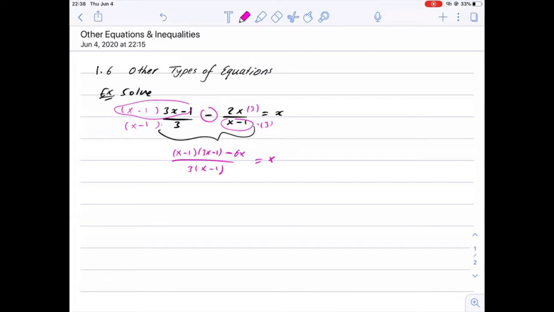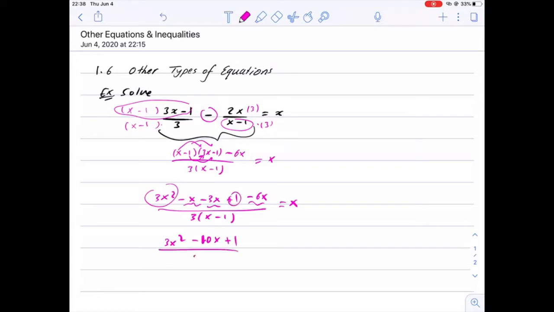And now we simplify the numerator. We distribute x, so we get 3x squared minus x. We distribute negative 1. We get negative 3x plus 1 minus 6x, all over 3 times (x minus 1) equals x. Now we have 3x squared minus x minus 3x minus 6x, which is negative 10x, plus 1, over 3 times (x minus 1) equals x.